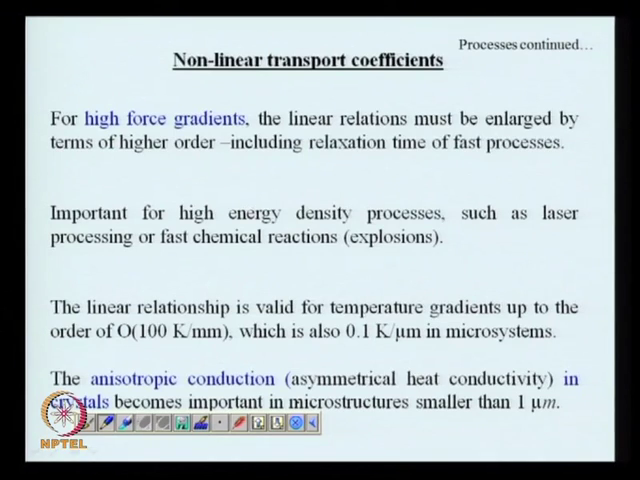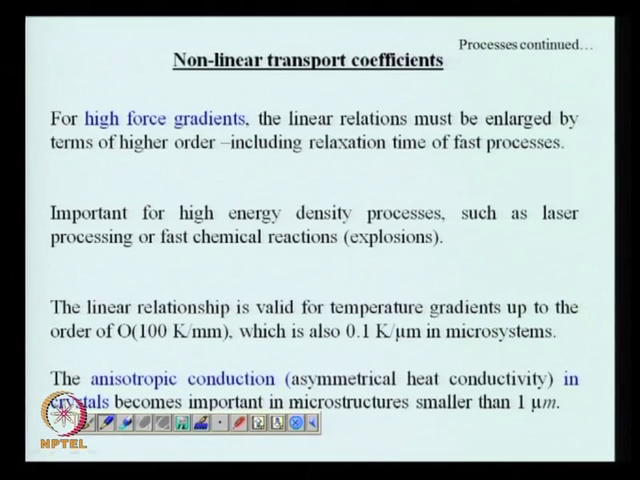So, any high energy density process such as laser processing or fast chemical reactions, for example, which may happen in explosions, you need to provide additional terms in the flux relation, so as to explain the process. Now, we know that for a temperature difference of 100 Kelvin per millimeter, the linear relationship is valid. Now, 100 Kelvin temperature change over 1 millimeter is quite large.